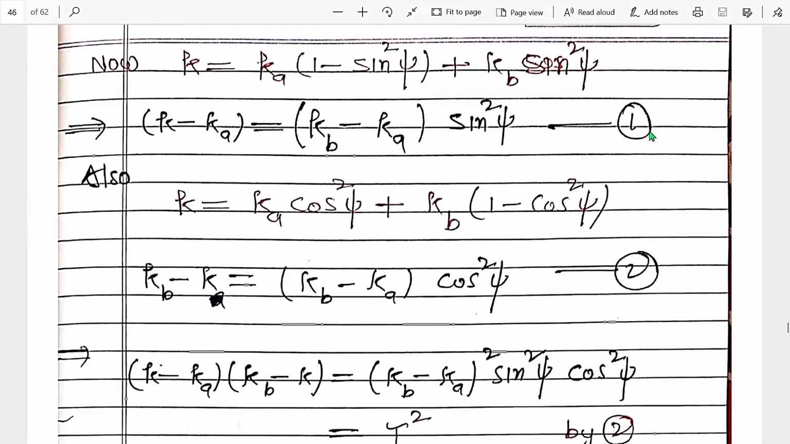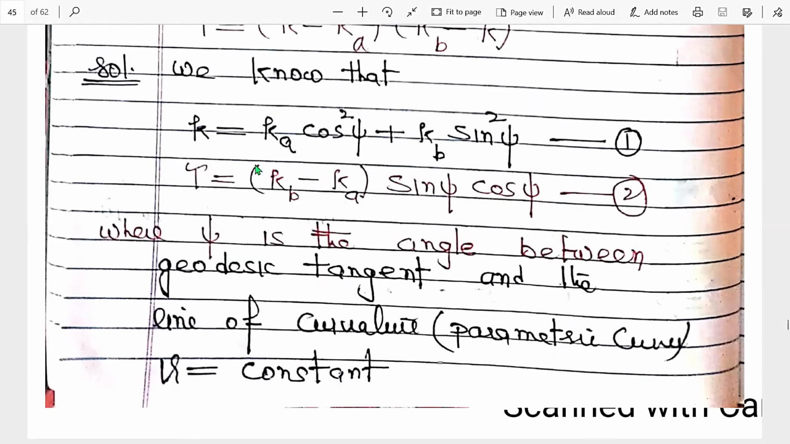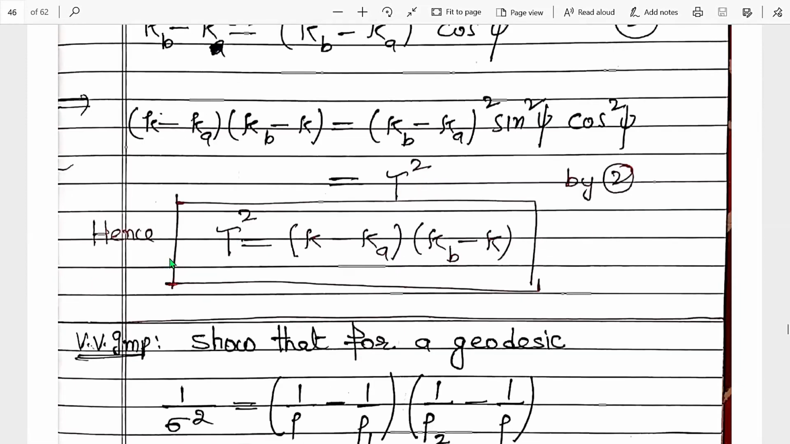Now multiply equations 1 and 2. This becomes kappa minus kappa A into kappa B minus kappa, which is equal to the whole square of kappa B minus kappa A into sine square psi cos square psi. By the torsion equation, this is equal to tau square, which proves the result.